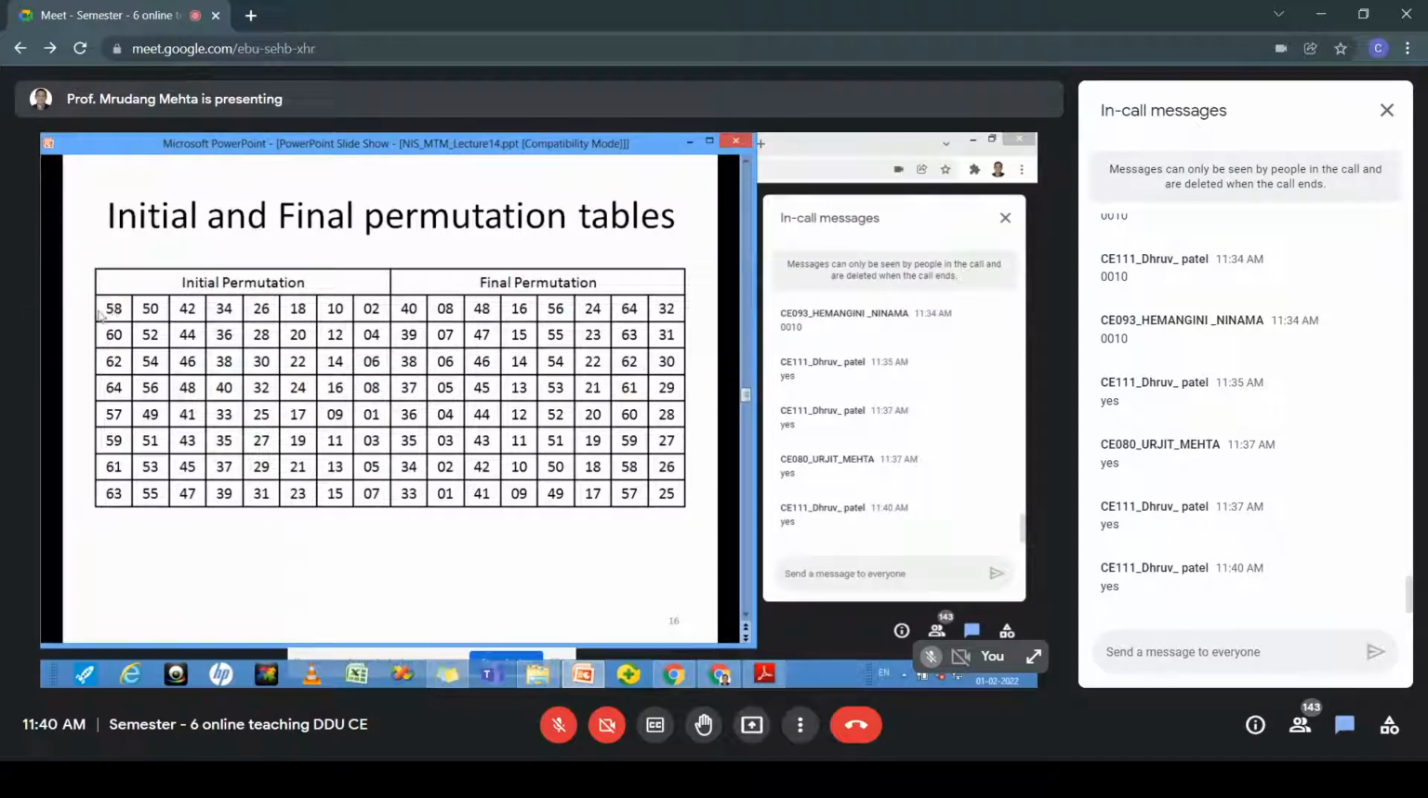So in the final permutation, what is on 58? That should be put into the first position. Is that clear? So position of 58 is 1. So that is on 58 position, it is 1. Is that clear now? Inverse.